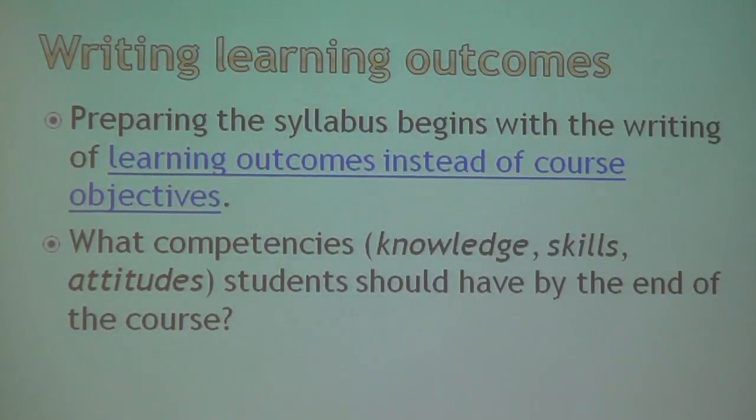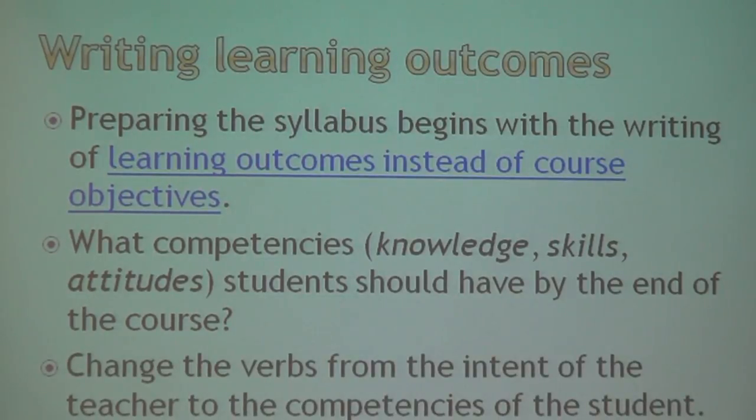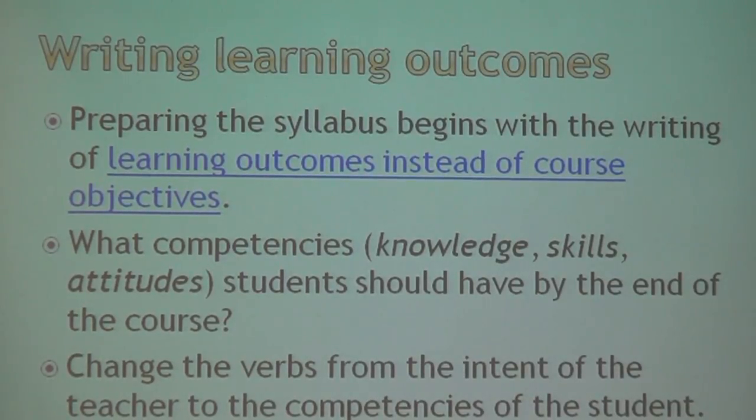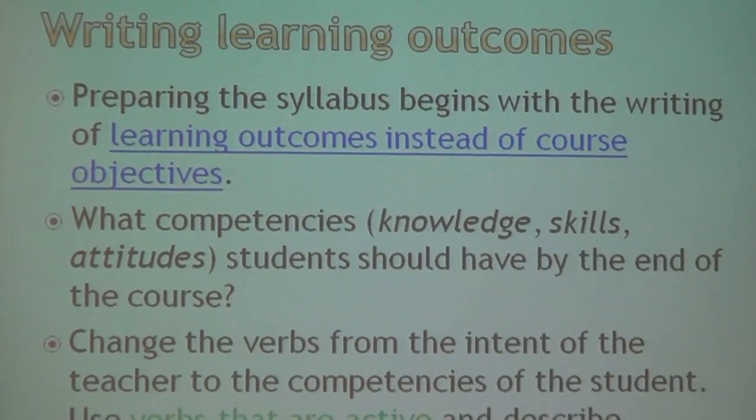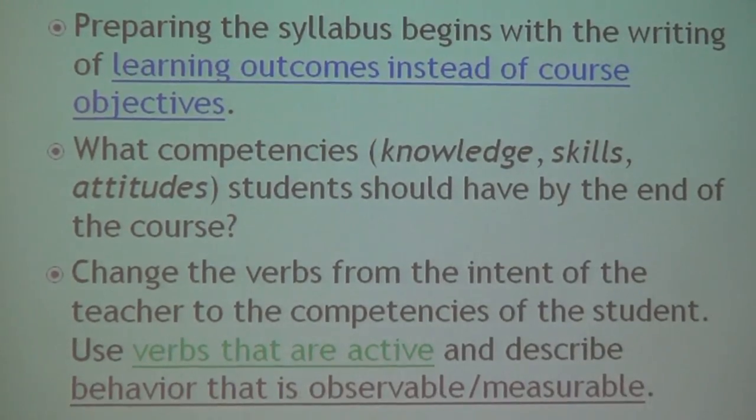Now, competencies. What the students should be able to know, that's the knowledge, do, and become by the end of the course. Another thing is you have to change the verbs. You use verbs that are active. And you should be describing behavior that is observable and measurable. Okay, I will not discuss that here. There are samples. There are examples. After all, we were able to create ours. And we're going to share them with you. And then you create yours.